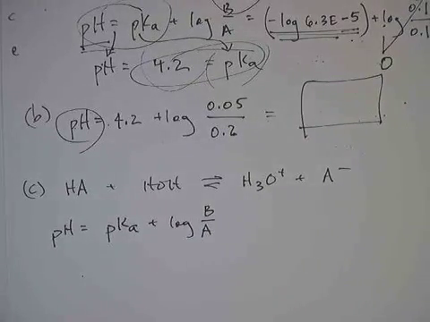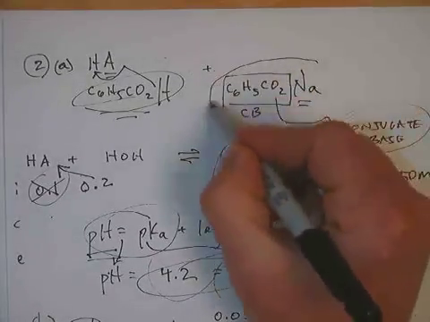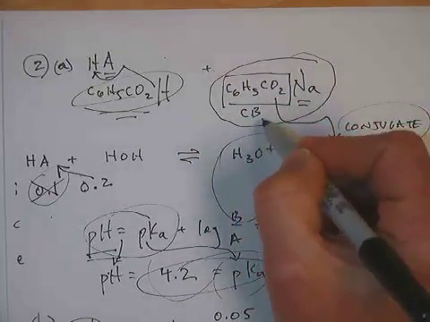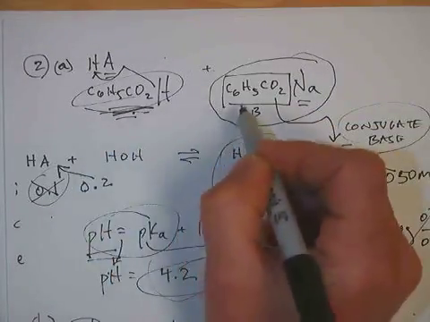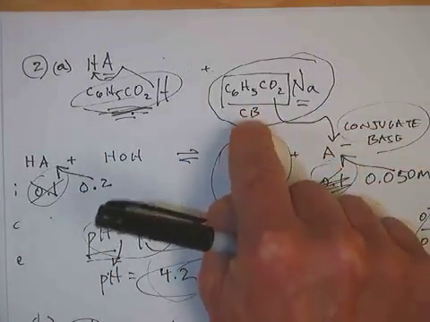Now we could go ahead and ICE table it, but notice that it tells us right here it's a buffer solution. If it's a buffer solution, we can immediately jump to the Henderson-Hasselbalch equation, which remember is pH is equal to pKa plus the log of the base over the acid.